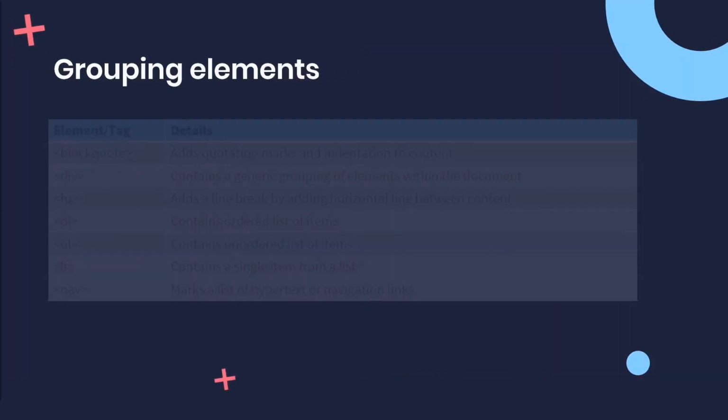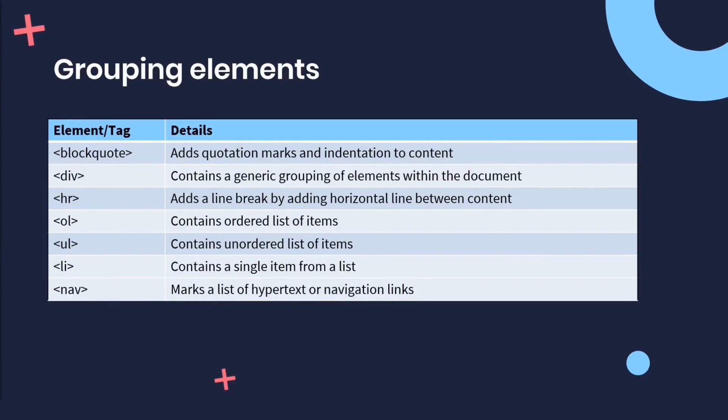And our list looks something like this, more or less. First, we have the block quote element or tag, and this adds quotation marks as well as indentation to content. Now, this is different from the quote element in that you have indentation as well. We also have the div container, or otherwise just known as the div, and this is extremely popular in web development. And this is essentially just an element that contains a generic grouping of elements within a document. You can also use a div element to style things like blocks as well as give it some sort of animation as well. Okay, a div element is essentially just an empty container if you think about it.